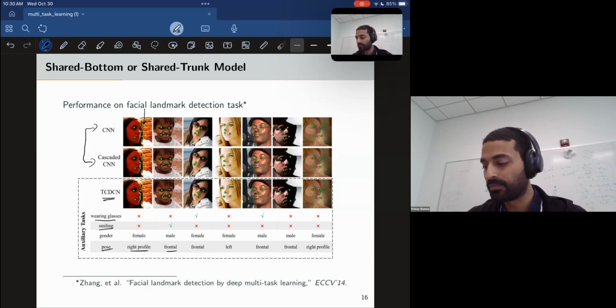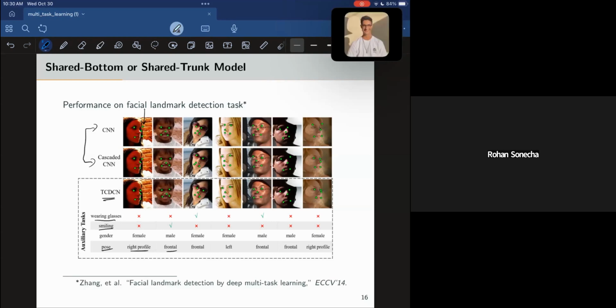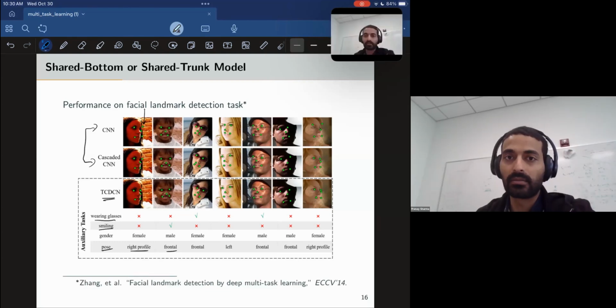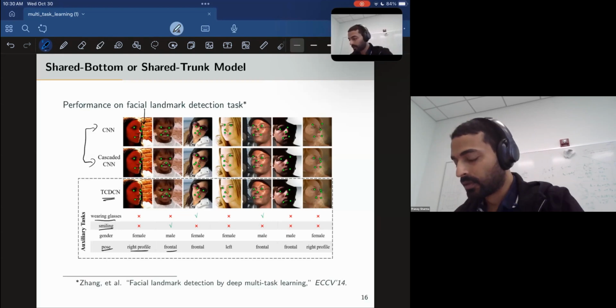Does that make sense? Yeah, it does make sense. And I guess also these other tasks are probably carefully chosen, like smiling to try and detect. Right, smiling also probably means that the model is picking up on things to do with the mouth or something like that, which can help with facial landmarks. Right. Yeah, that makes sense. That's true. Thanks.